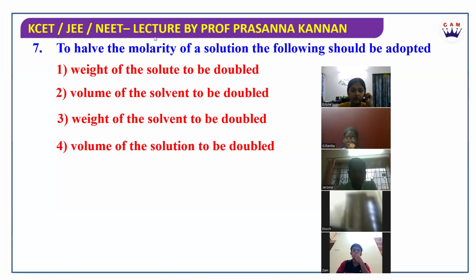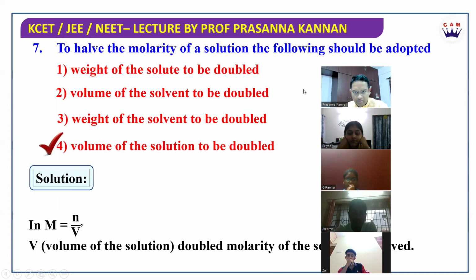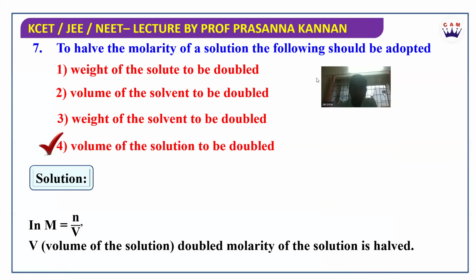Jerome, when you say halving the molarity, are you decreasing the molarity or increasing the molarity? Decreasing molarity, sir. Right. So that means you have to increase the denominator. What is in the denominator of the formula? Volume of the solution. That has to be increased, right? If you have to halve it, volume should become double. If you have to make it 1/4, volume should become 4 times. Clear or not? Yes, sir. So the second option, third option, all don't come into picture when you're talking about molarity. Clear, Jerome? Yes, sir. Okay.